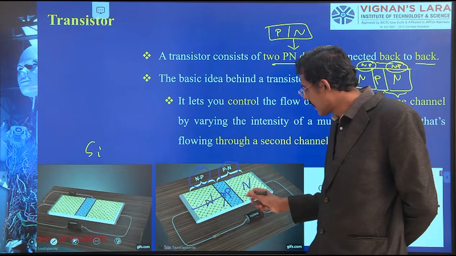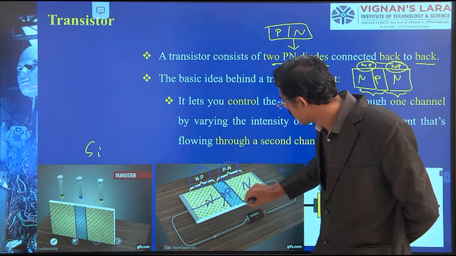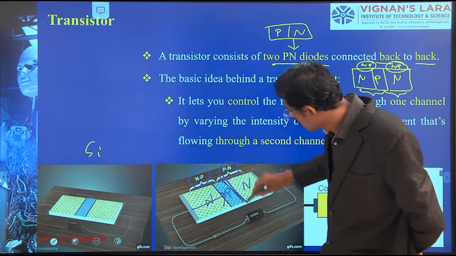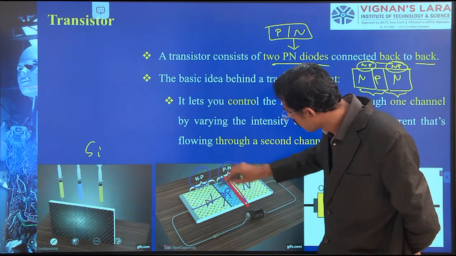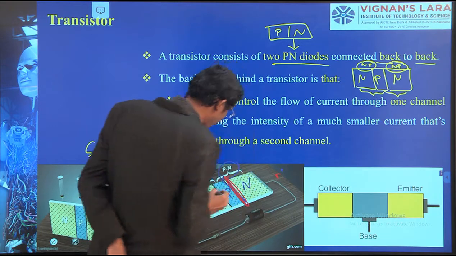But in the other cases, here also the depletion zone will form. Here also one depletion zone will form. So we have to overcome these things. Here also one depletion zone will form there. So these things we have to overcome.